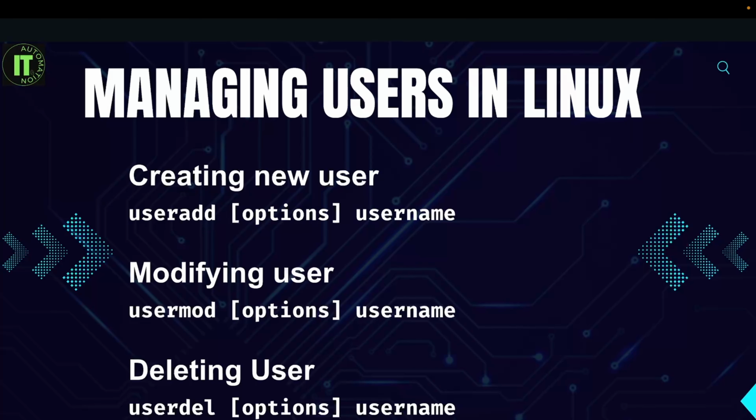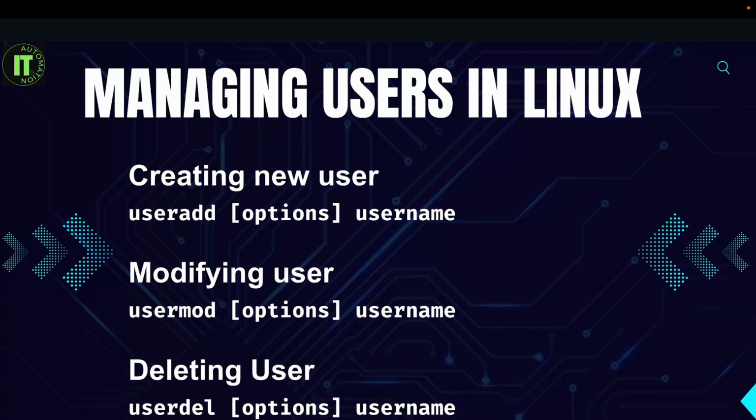Modifying a user. To modify a user account in Linux, we can use the usermod command. This command enables administrators to modify user account attributes such as username, primary group, password, user ID, group ID, login shell, home directory, and many more attributes of any user. This command automatically updates the value of these user account attributes in the respective system files. The syntax for modifying a user account is usermod, and we can use some options here again and the username of the user.